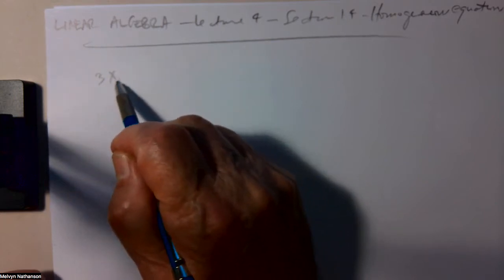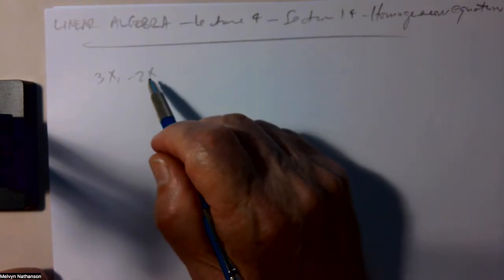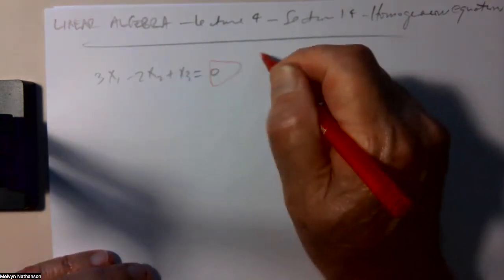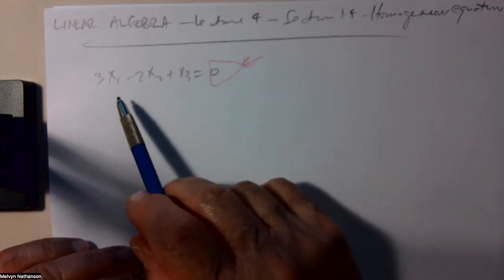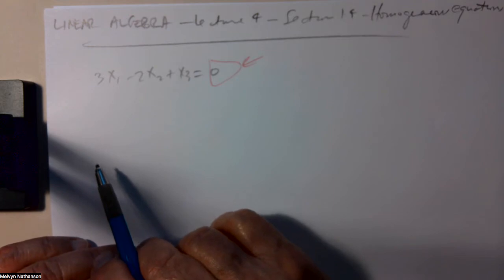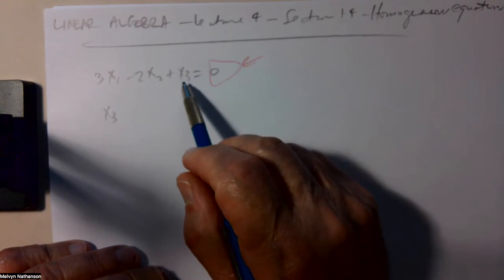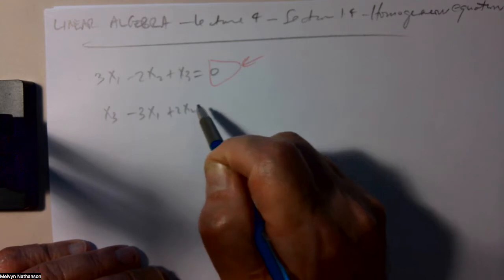So a homogeneous equation, for example, 3x1 minus 2x2 plus x3 equals 0, is homogeneous because when the variables are on the left, the number on the right is 0. And if it's a non-zero equation, at least one of the coefficients of one of the variables is non-zero. So you can always solve for one variable in terms of the others. In this case, the simplest thing is to solve for x3. x3 is minus 3x1 plus 2x2.